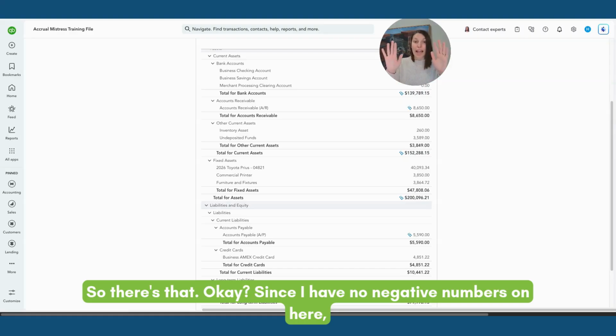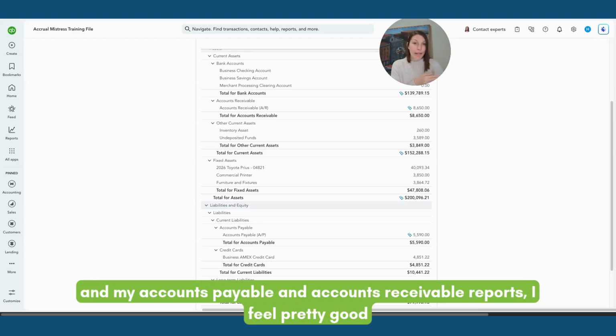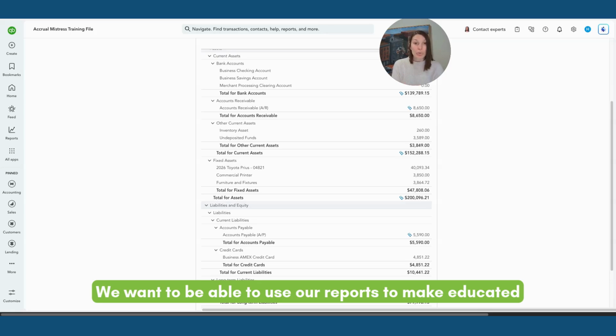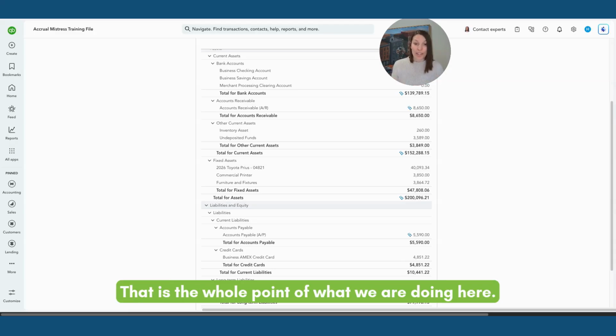Since I have no negative numbers on here, and I've already reviewed the reconciliation reports and my accounts payable and accounts receivable reports, I feel pretty good about this, and I feel like I could start to use it to make decisions for my business. That's wonderful, and that's the whole goal. We want to be able to use our reports to make educated and timely decisions in our business. That is the whole point of what we are doing here.